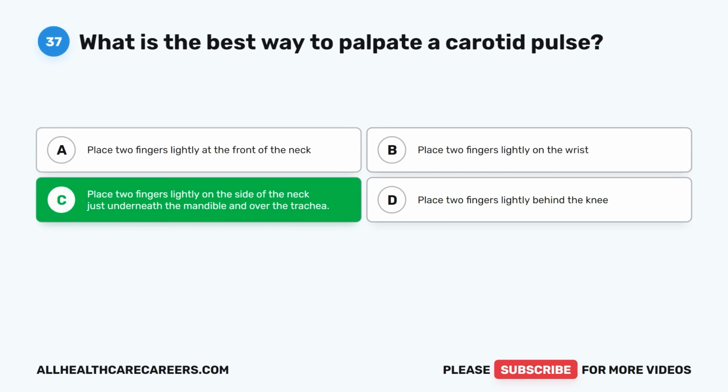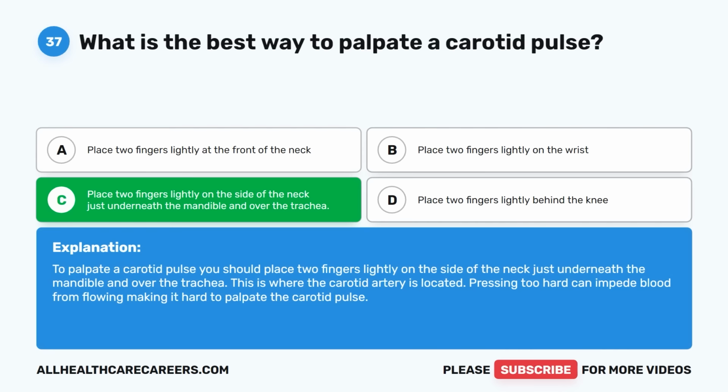The correct answer is C. Place 2 fingers lightly on the side of the neck, just underneath the mandible and over the trachea. To palpate a carotid pulse, you should place 2 fingers lightly on the side of the neck, just underneath the mandible and over the trachea. This is where the carotid artery is located. Pressing too hard can impede blood from flowing, making it hard to palpate the carotid pulse.